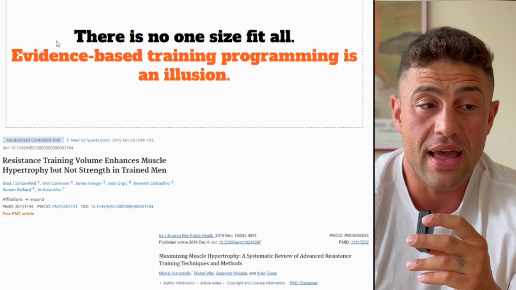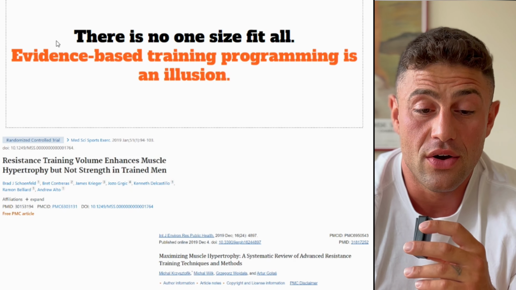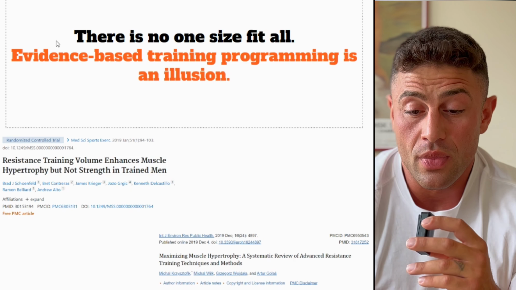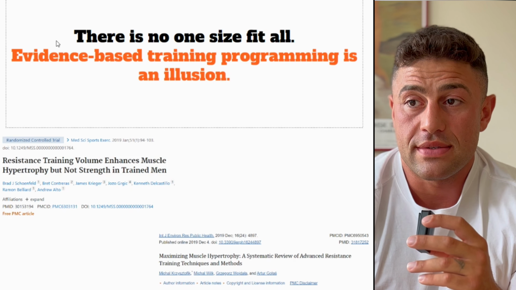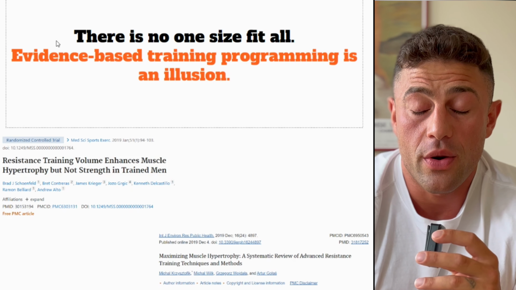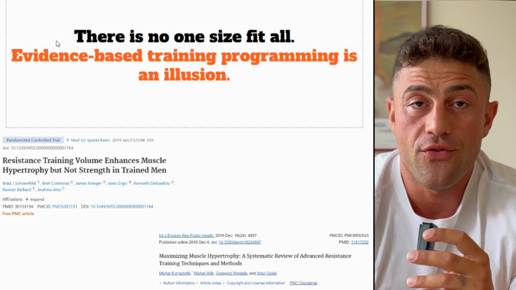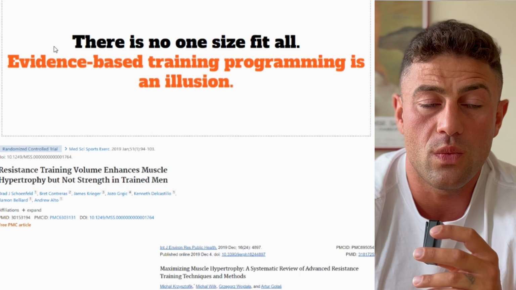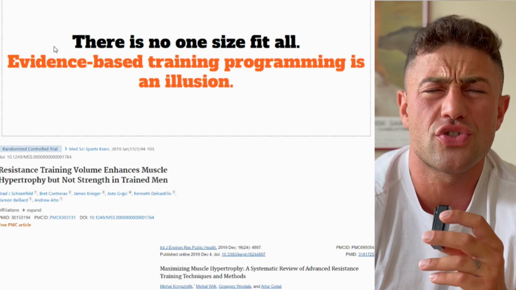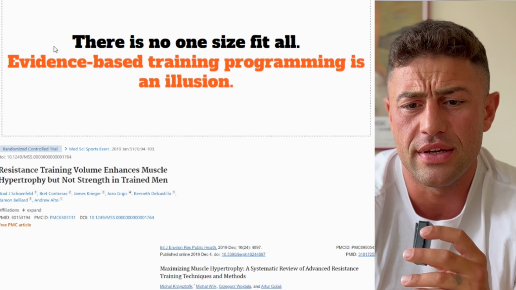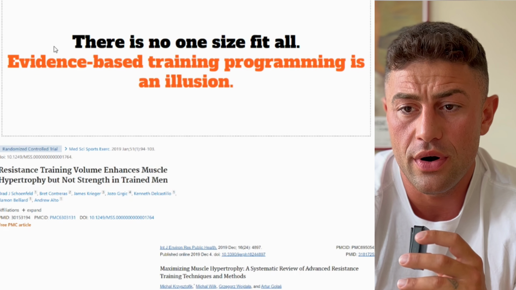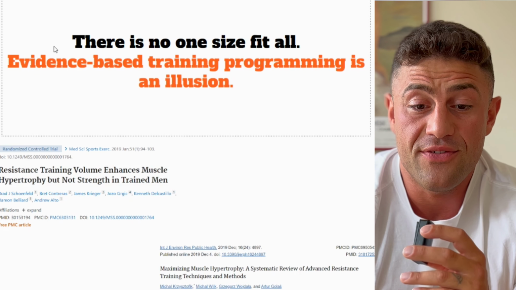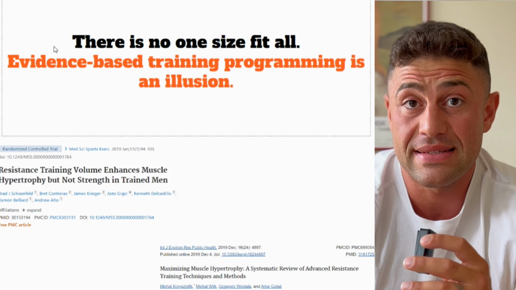So whenever I see a meta-analysis or a study trying to figure out what's the optimal volume for hypertrophy, I'm just thinking, okay, for whom, which exercise, which kind of resistance, what are their nutritional intakes? And there's just so many things to consider. And I think that's where studies and evidence-based training has its limitation.